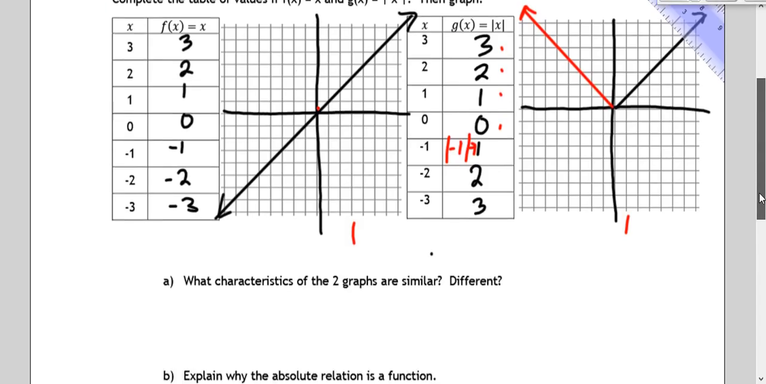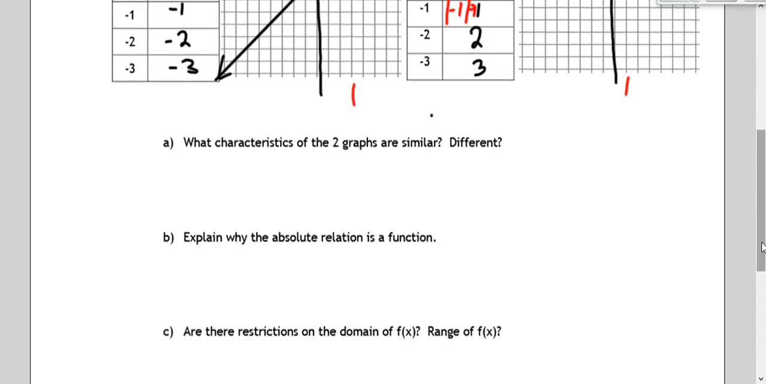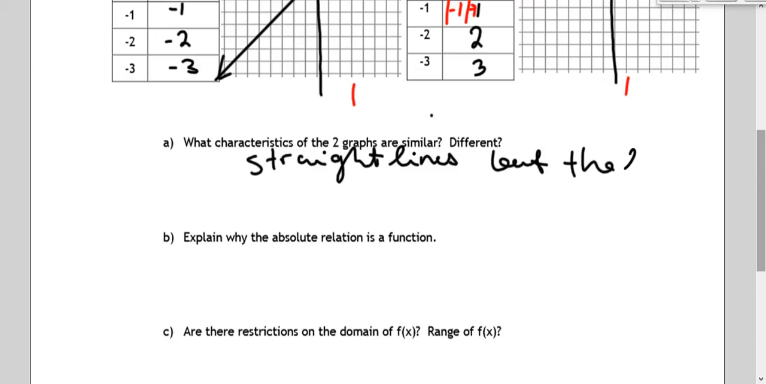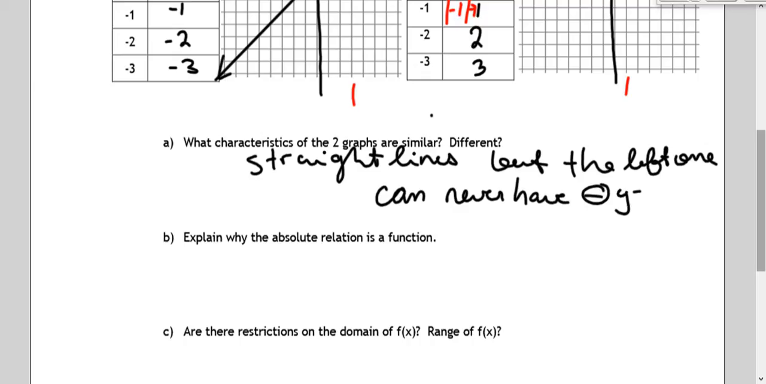So what characteristics are similar and different? So they're both straight lines. But the left one can never have negative y values.